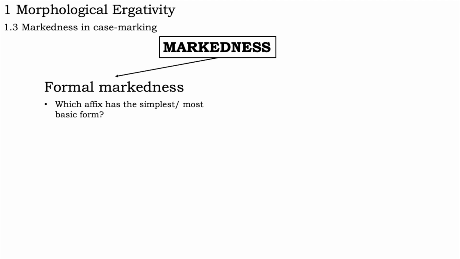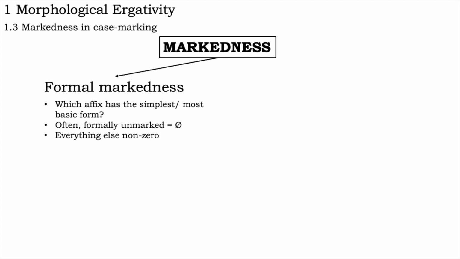Markedness in case marking. An important topic in ergative case marking is that of markedness. However, before discussing this topic, I want to note that this term has two closely related meanings, which should be disambiguated. The first is that of formal markedness, which relates to which affix, in a system of affixes or particles, etc., has the simplest or most basic form. Often, the formally unmarked affix is 0, whereas all the other affixes in the system have a non-zero realization.